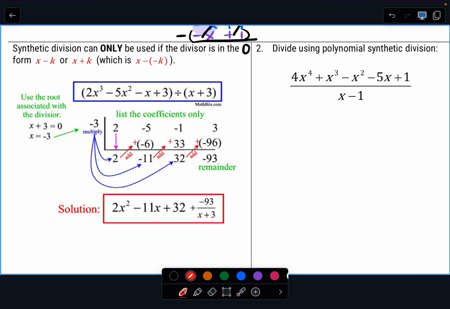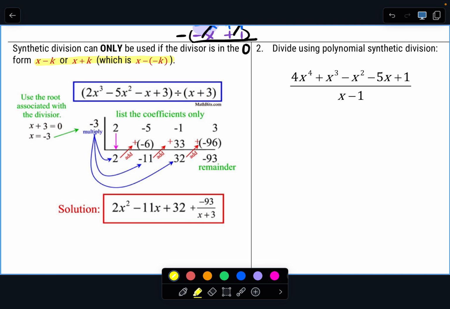One little note here, whenever you want to do synthetic division, it's only ever going to work when you have a divisor that is x plus or minus a number. If you have anything else, so if you have 2x plus 1 or 2x minus 3 or x squared plus 2, anything that is not of the form x plus or minus a number, synthetic division will not work. So this is a very special case type of division.